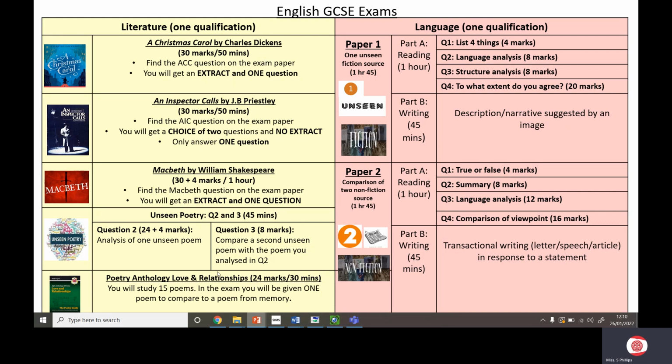So if you want to look at the yellow side of the table, these are the texts that you will cover as part of your literature exams. So in year 10, you will study A Christmas Carol by Charles Dickens. In year 9, you will study An Inspector Calls.